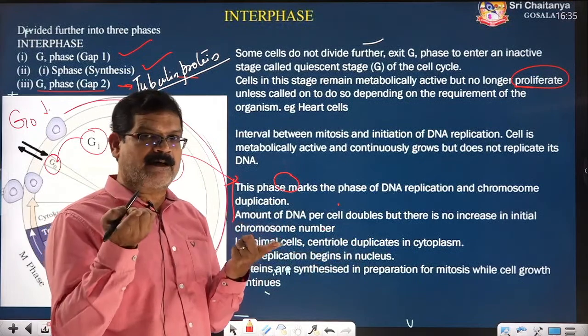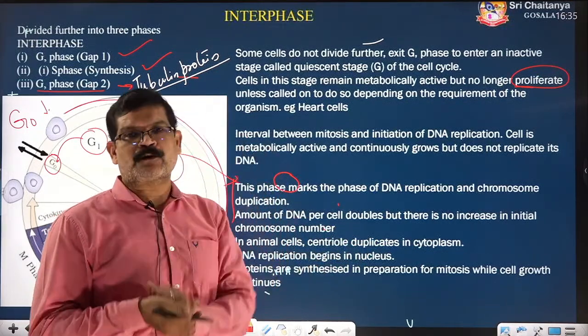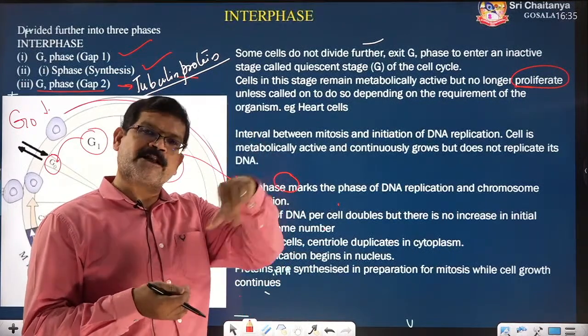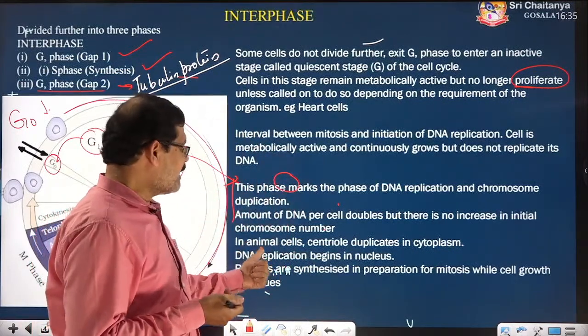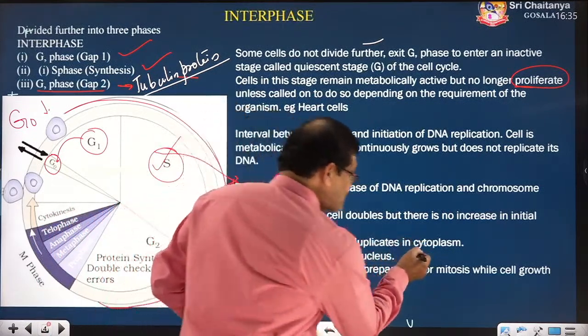Next one, in animal cells, centrioles duplicate. I have given another word, which is called a centrosome. Centrosome contains centrioles. When the centrosome doubles, the centriole also doubles. That's what is meant by: in animal cells, centrioles duplicate in the cytoplasm. Where does it occur?